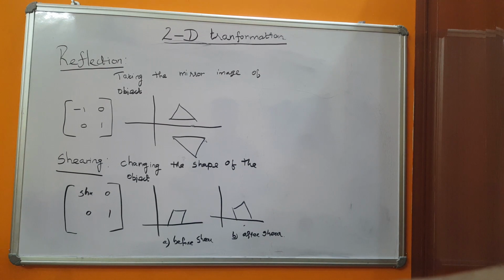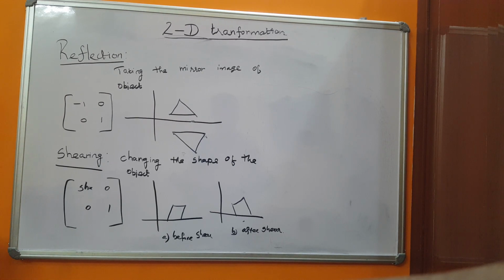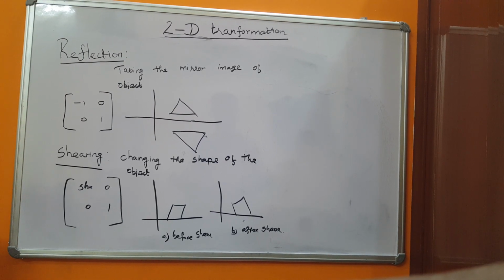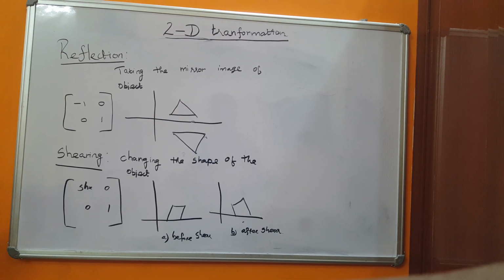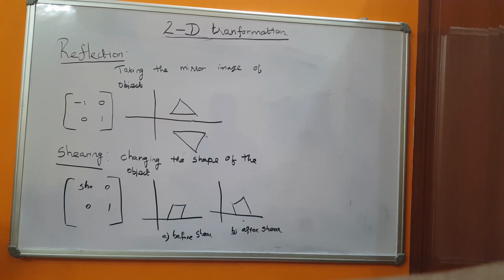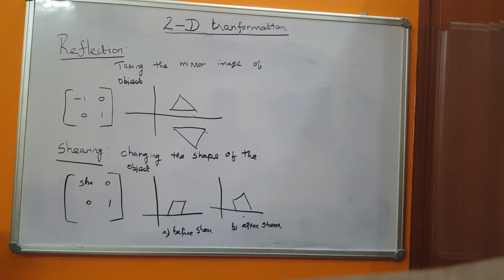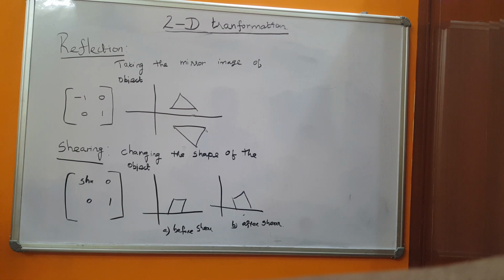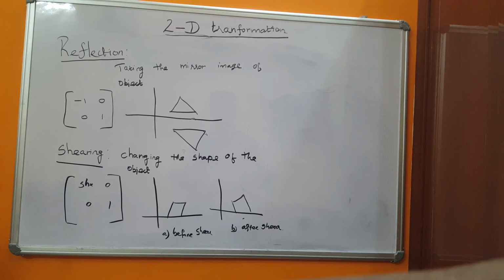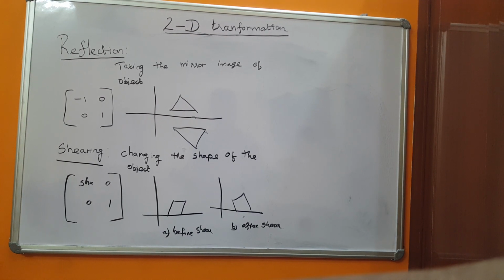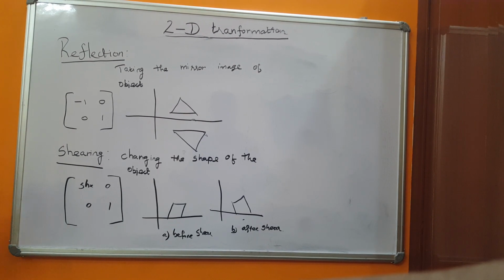So collectively, transformation means changing the place, size and orientation of the object. There are three types of basic transformations: translation, scaling, rotation. Translation means changing the place from one location to another location of object. Scaling means increasing or decreasing the size of the object. Rotation means changing the orientation of the object. These are three basic transformations. The other transformations are reflection and shearing. Reflection means taking the mirror image of the object. Shearing means changing the shape of the object.